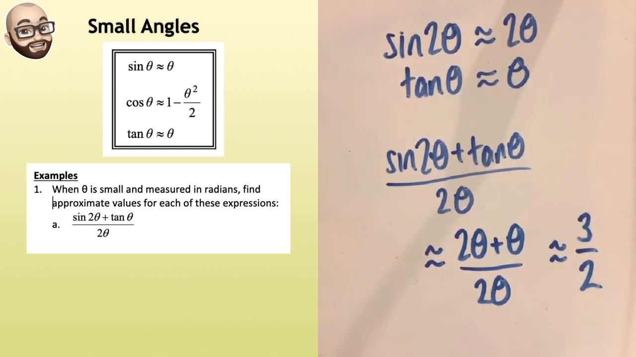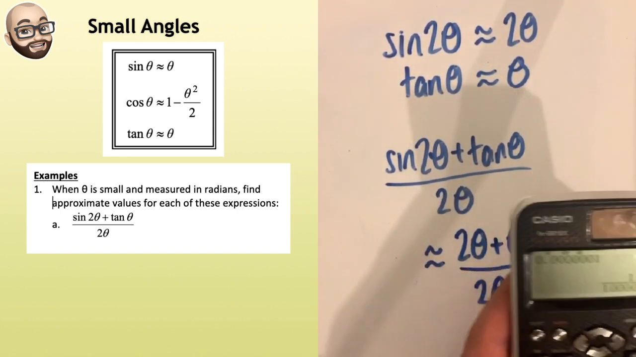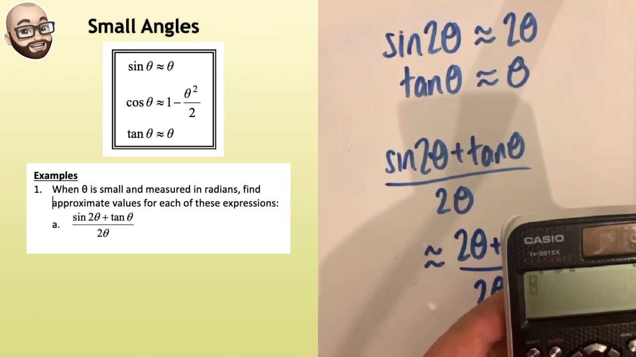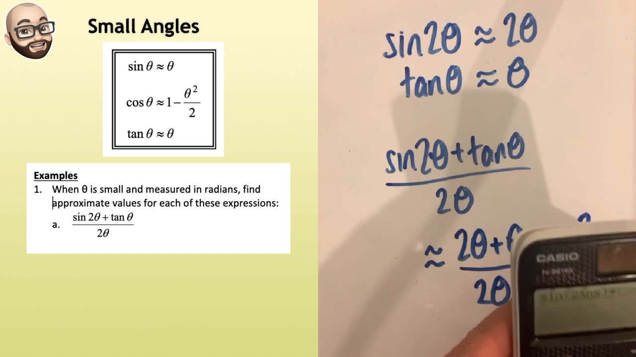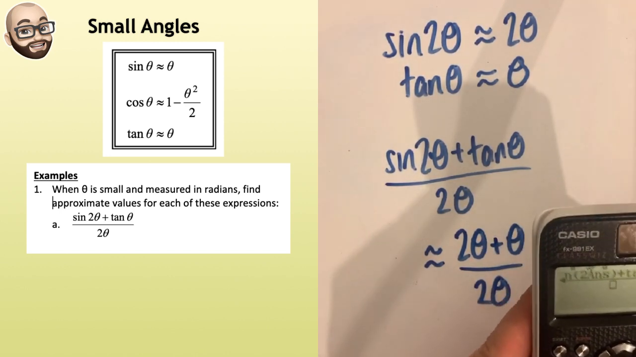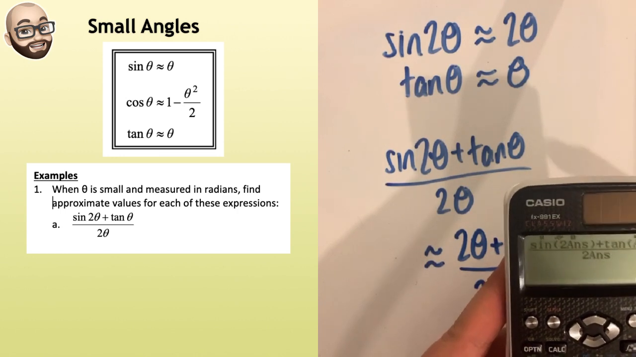The thetas would cancel out. We've got 3 in the top, 2 at the bottom. And if we wanted to, we could check that on a calculator if we put a small number in. Sine of 2 of the small angles plus tan of the small angle, over 2 of those angles, equals 3 over 2.